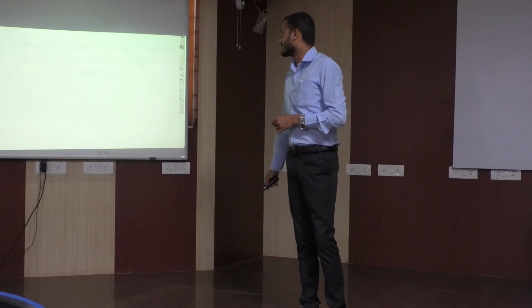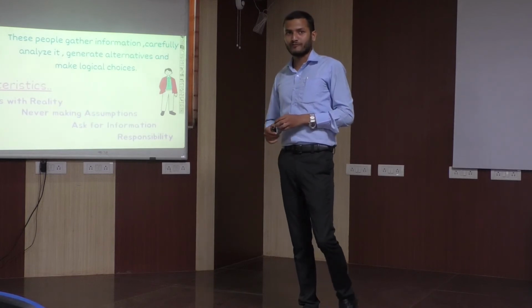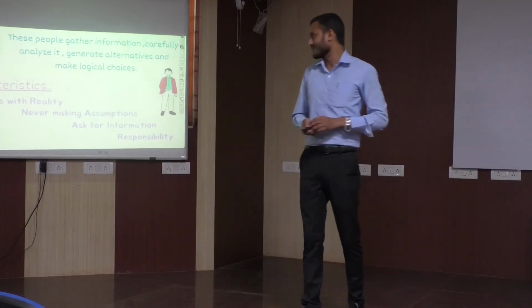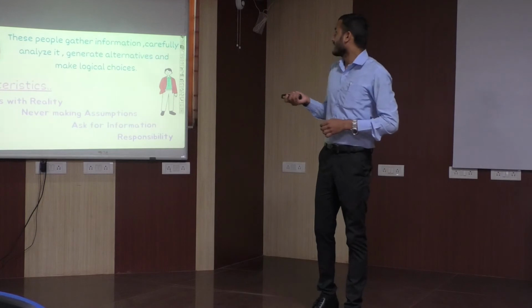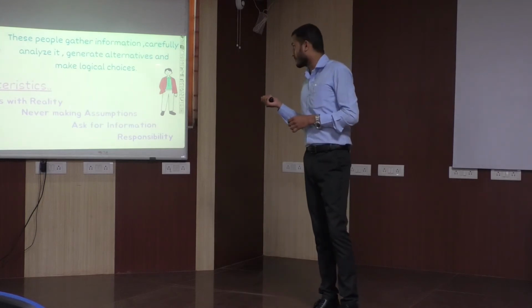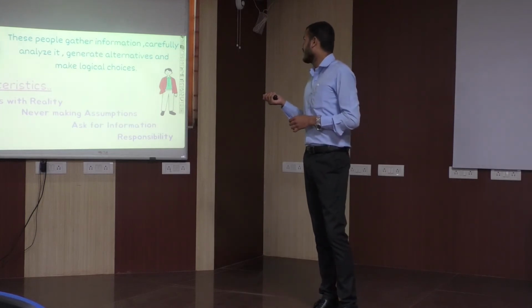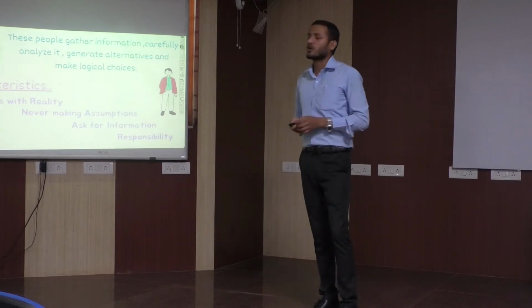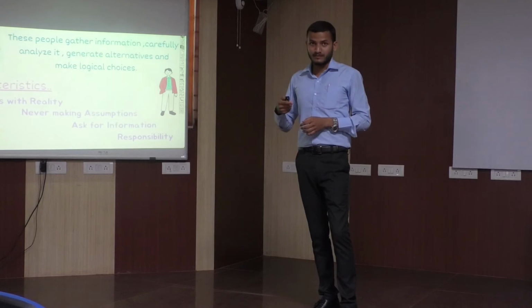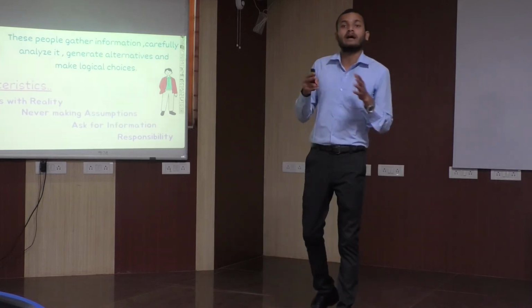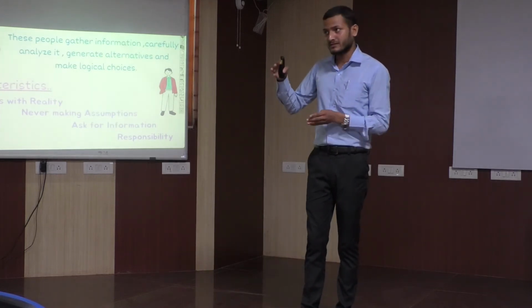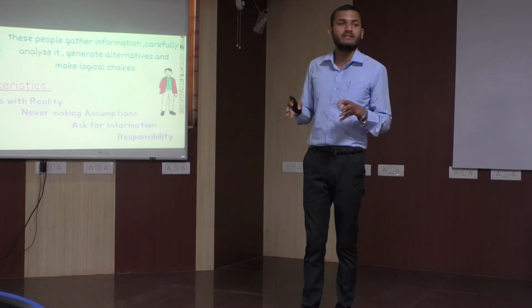So the next one is your adult ego. If people are adults, I feel you have the adult ego inside you. These people gather information, carefully analyze it, generate alternatives, and make a logical choice. This means they always take the data, analyze it, and after analyzing, they make their decision.